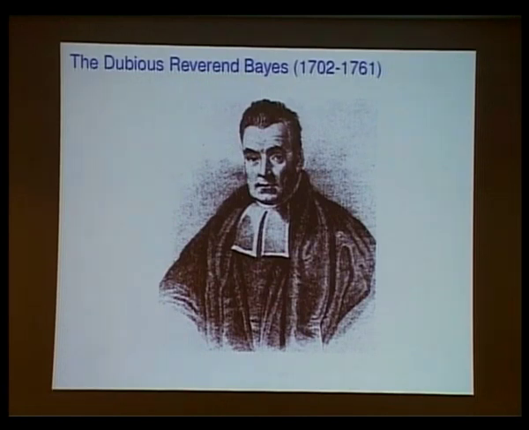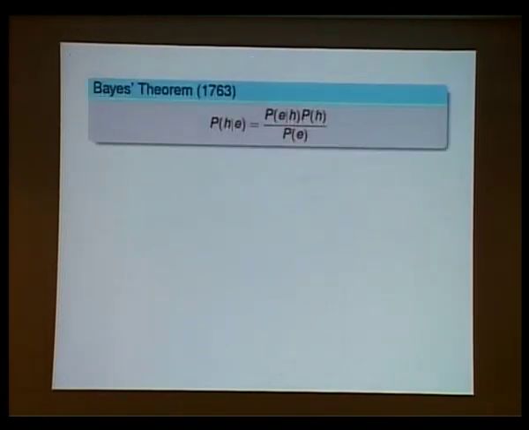Here's the dubious Bayes. Dubious because it's not known to be him, of course, but I think Bayesians ought to accept this as a kind of logo, unless it's simply disproved to have originated from Bayes. But in the meantime, I prefer it to Laplace. Okay, so there's Bayes' theorem. We all know and love this, right? So we have the probability of a hypothesis given the evidence is equal to this other thing.